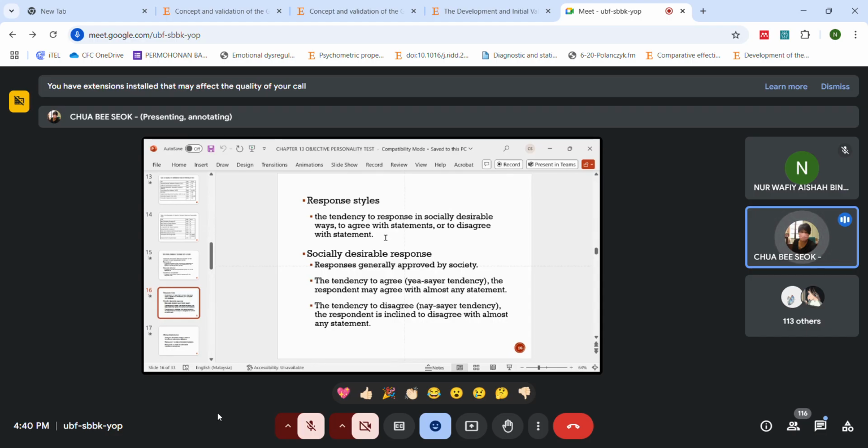Some maybe only mark on the disagreed statement, or the options. So this is called response style. The other very obvious one is the zigzag style. Then the other one is a socially desirable response. So this one we have already discussed last week.